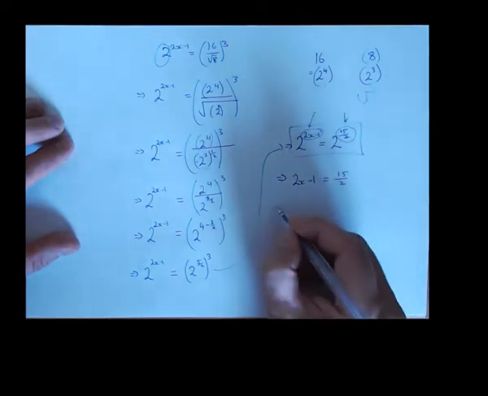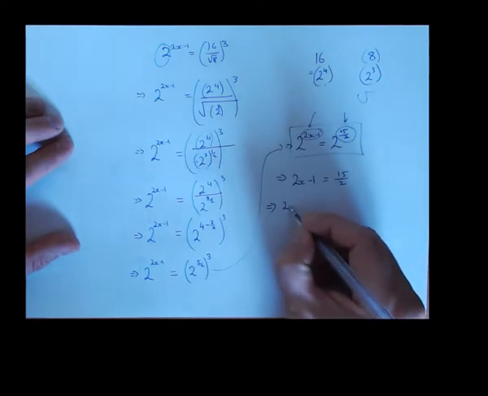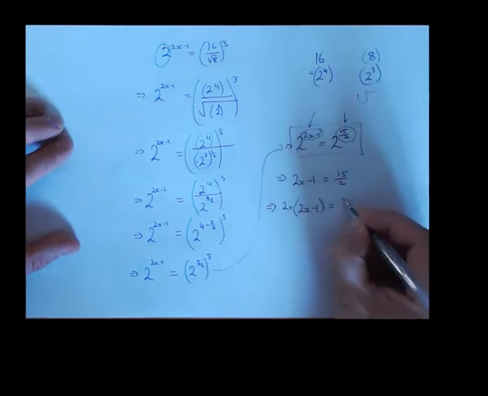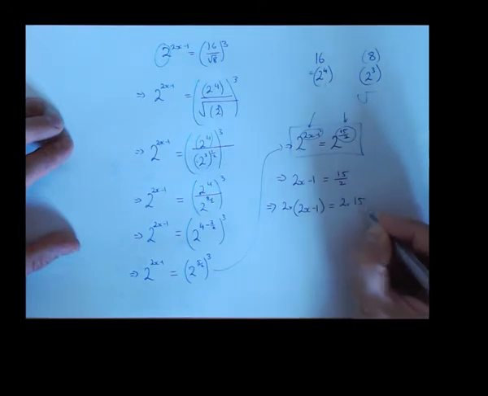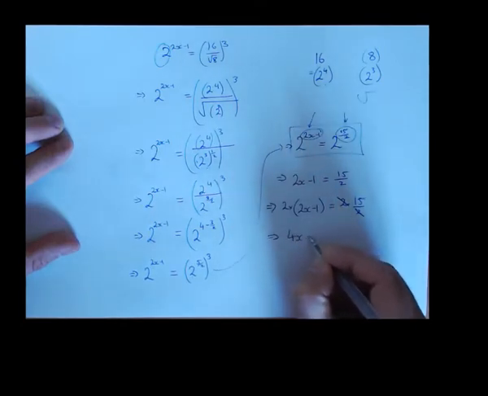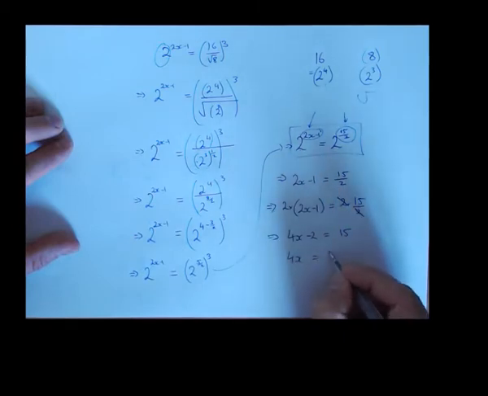What do we do with fractions? We always multiply across the entire equation by the lowest common denominator, which is 2 in this case. We do that so that we can cancel the fraction and we're left with 4x minus 2 is equal to 15. 4x is equal to 17. x is equal to 17 over 4. So there you go. There's two examples, and this is how we work with indices.